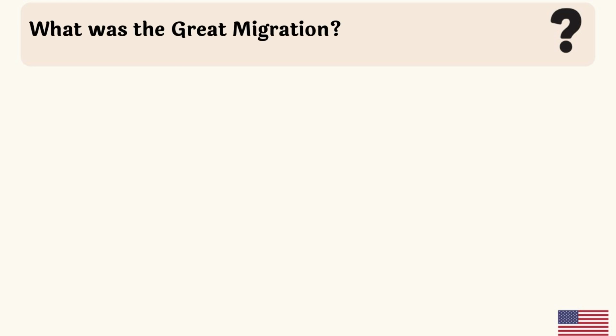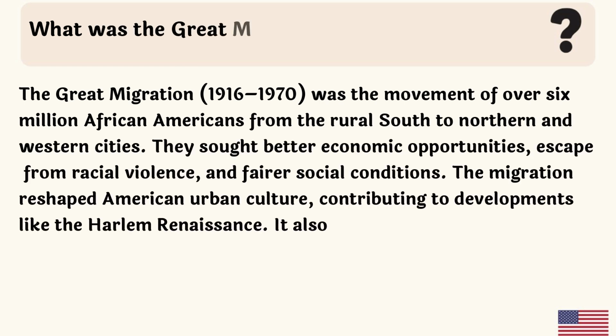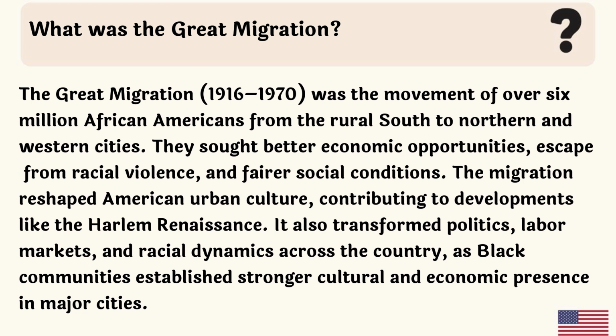What was the Great Migration? The Great Migration, 1916 to 1970, was the movement of over 6 million African Americans from the rural South to northern and western cities. They sought better economic opportunities, escape from racial violence, and fairer social conditions.